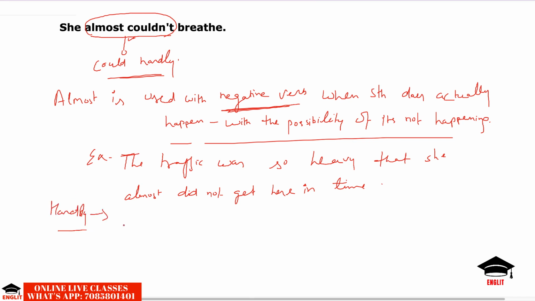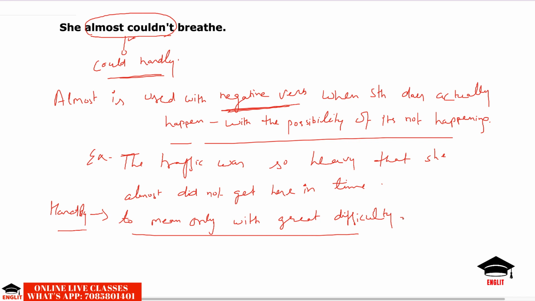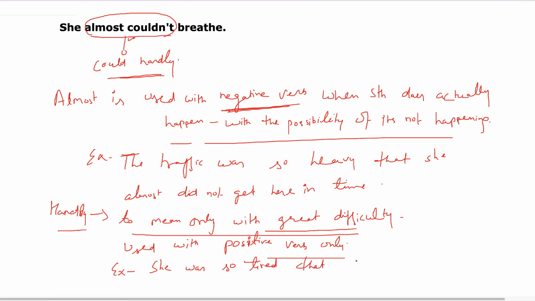Hardly is used with the meaning only with great difficulty. Moreover, it is never used with a negative verb, used with a positive verb only. Hardly is itself in a negative sense. हार्डली नेगेटिव वर्ब के साथ कभी यूज नहीं होगी. ऑलमोस्ट जब भी यूज होगा वो नेगेटिव वर्ब के साथ यूज हो सकता है. So hardly means with great difficulty, when we are able to do something but with great difficulty. Example, she was so tired that she could hardly keep her eyes open.